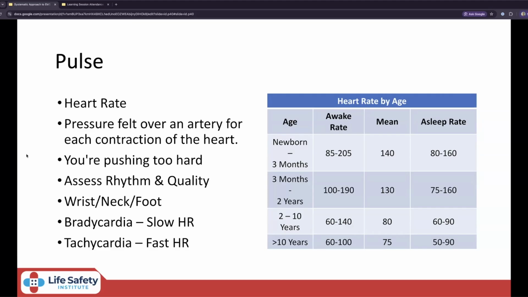We started talking a little bit about medical terminology, so hopefully you've had a chance to watch those videos at this point. Brady means slow, tachy means fast, cardia means heart. So bradycardia is a slow heart rate, and tachycardia is a fast heart rate. You see over here the heart rate by age. Sixty to 100, or 70 to 100, is a normal pulse for an adult, and it gets a little bit higher as you get younger.